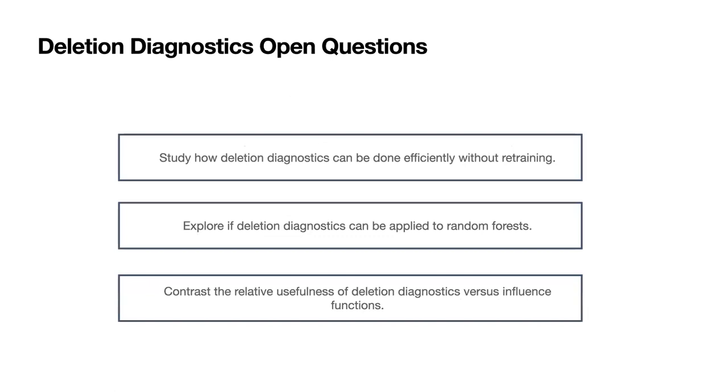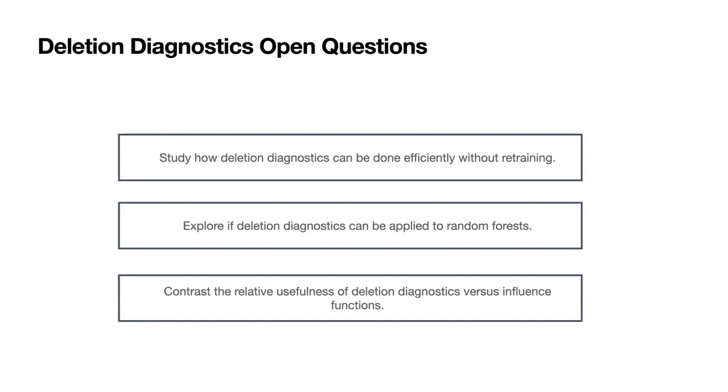I'll leave some open questions. As I said, there are some clever ways of doing deletion diagnostics, and this corresponds to the first open question we have here. The second one is also a kind of homework question, if you will, to see how they could be applied for random forest.